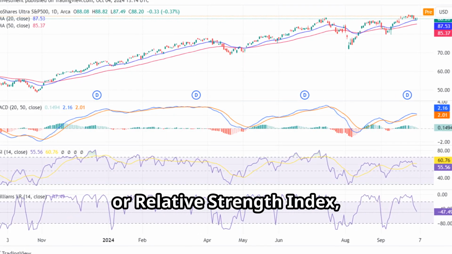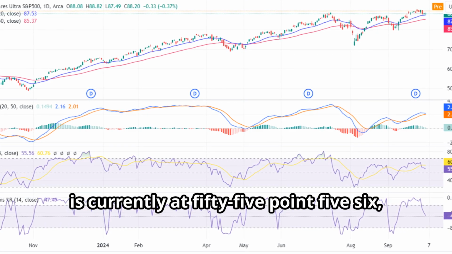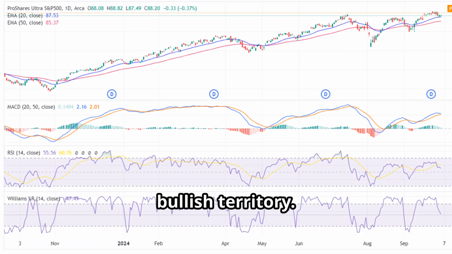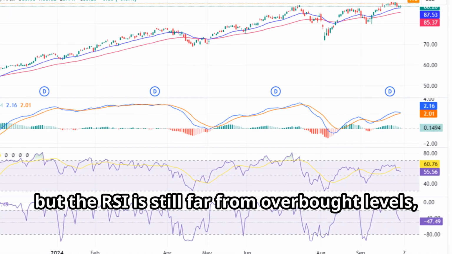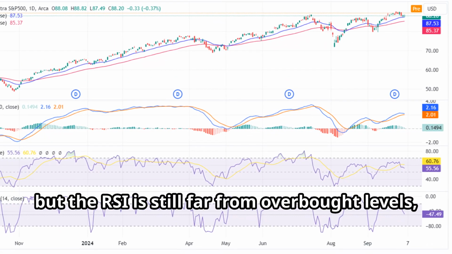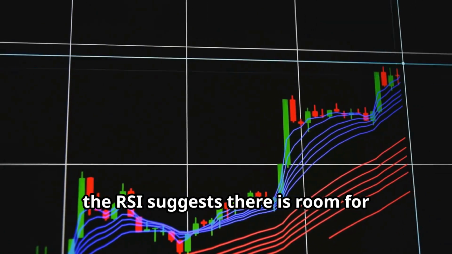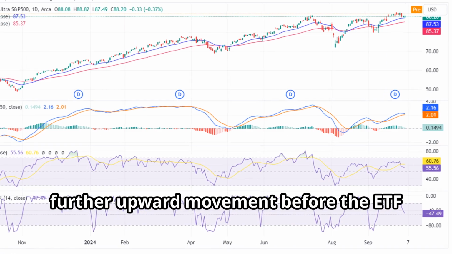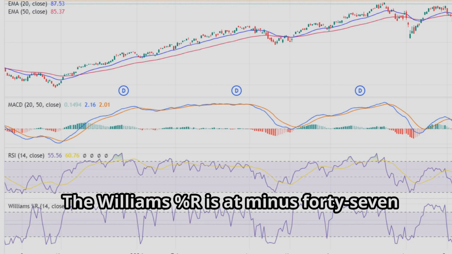The RSI, or Relative Strength Index, is currently at 55.56, which places it in neutral to slightly bullish territory. This indicates moderate buying pressure, but the RSI is still far from overbought levels, which are above 70. Essentially, the RSI suggests there is room for further upward movement before the ETF becomes overbought, signaling that the current trend could continue.